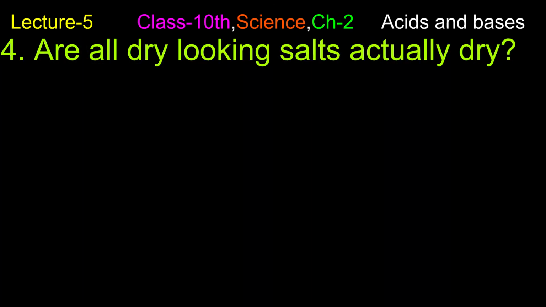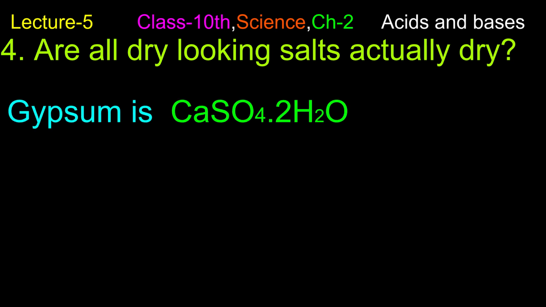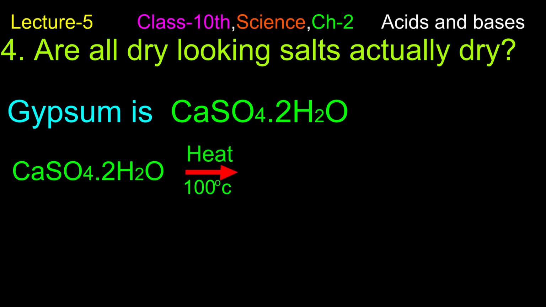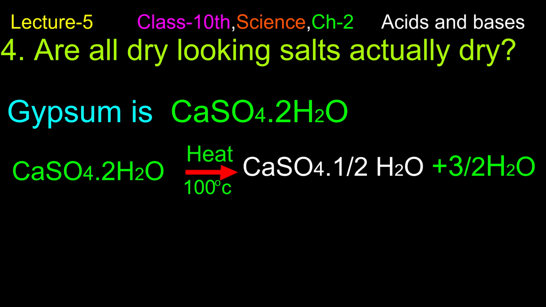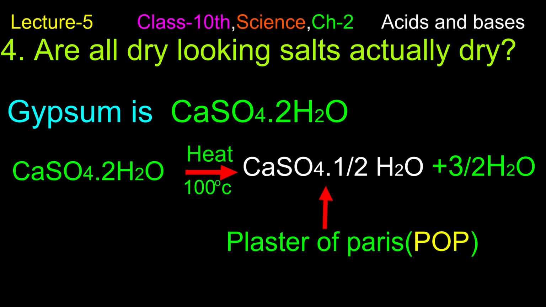Gypsum is a compound having formula unit as CaSO4.2H2O. On heating gypsum at 100 degrees Celsius or 373 Kelvin, we get calcium sulfate hemihydrate, formula of which is CaSO4.half H2O. It means one water molecule combines with two formula units of calcium sulfate. This hemihydrate is called plaster of Paris, and in abbreviation we call it POP.